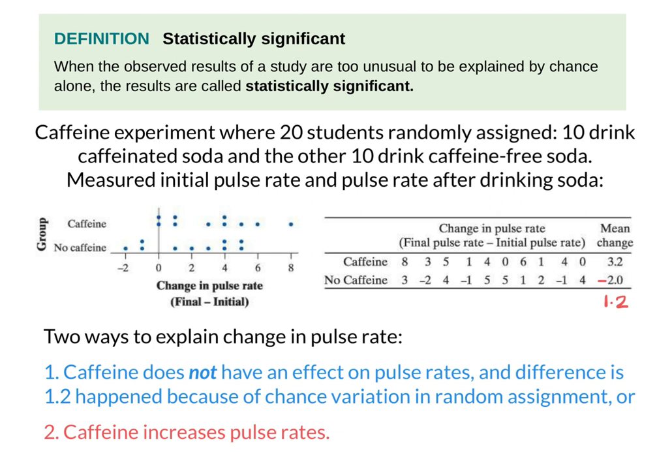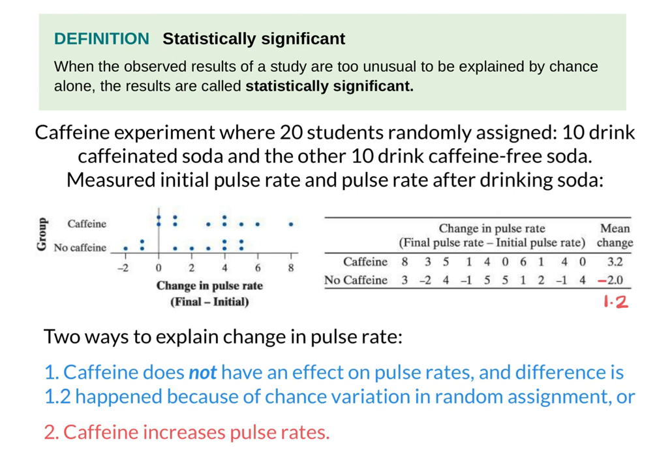So how do we explain that? Well, there are two major ways that we can explain that, at least for this experiment. The first is that caffeine doesn't have an effect on pulse rates, and that difference, that 1.2 more for caffeinated soda consumption, happened because of chance variation and random assignment. So maybe if we shuffled some students around in each group, there wouldn't be a 1.2 beats per minute pulse change, perhaps. Or, hey, maybe caffeine does increase pulse rate.